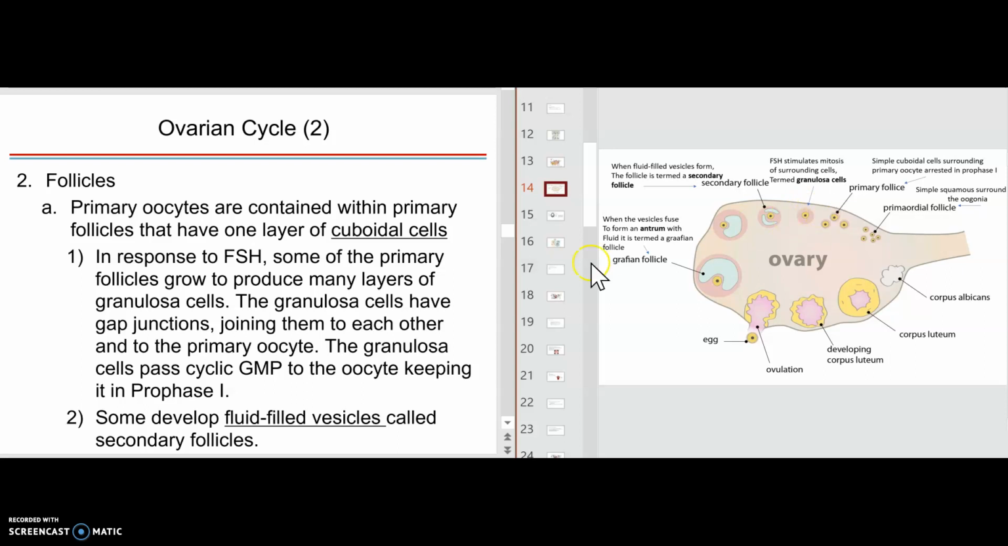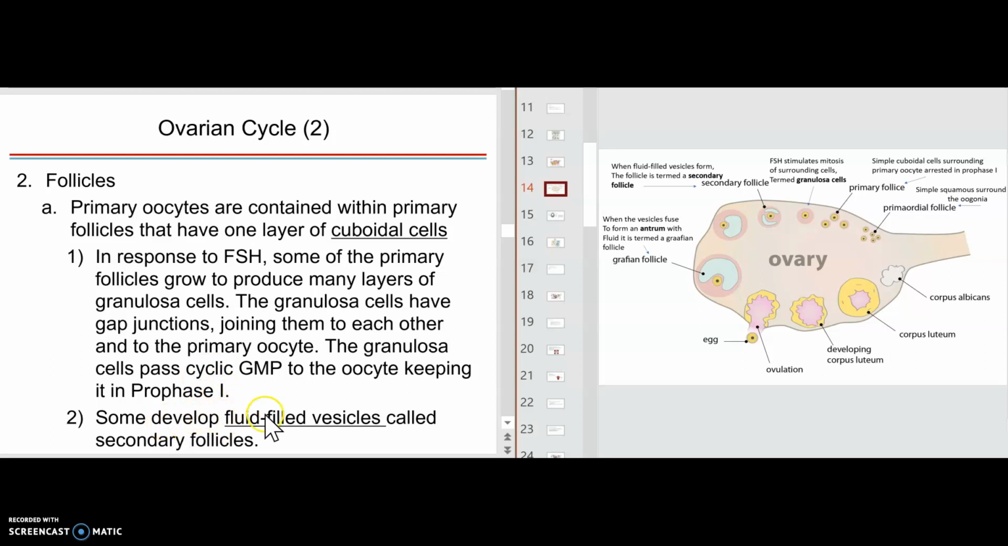Okay? Now, as I mentioned before, the primary oocyte is being arrested because of cyclic GMP, as you can see. These gap junctions coming from the granulosa cells impart it to the primary oocyte and disallow it from going any further in meiosis. In other words, it can't even go to metaphase 1.